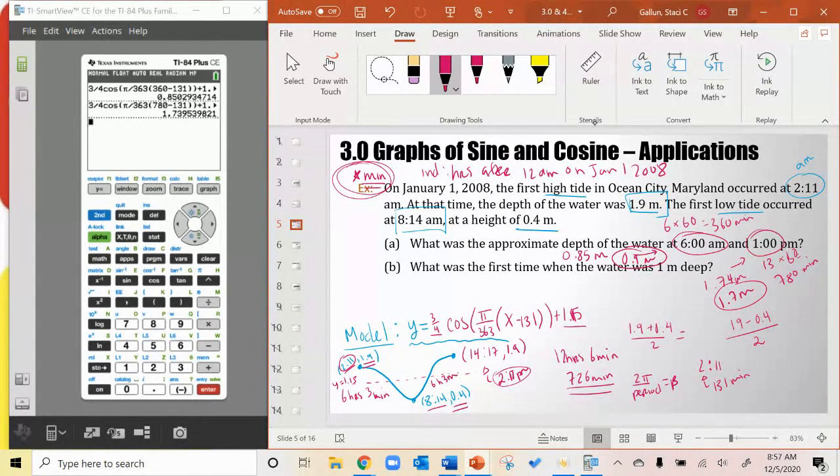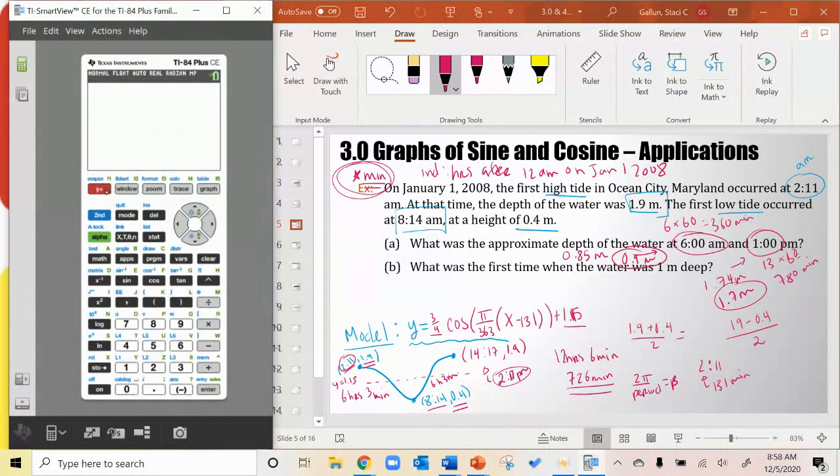Right? And then does that make sense? So I'm right before I get to the highest point, which makes sense, right? I'm a little bit before 2:17 p.m. It's an hour, 17 minutes before that.